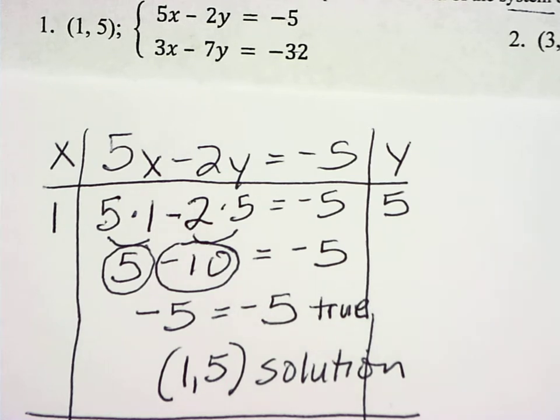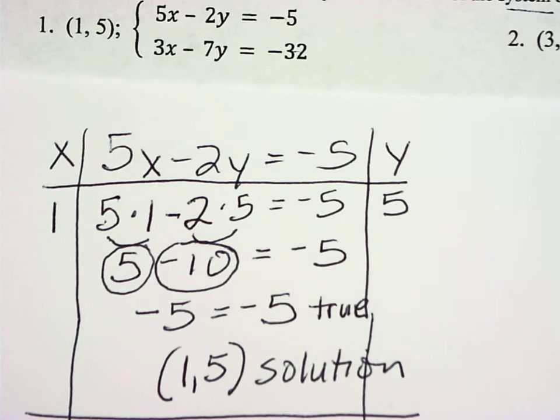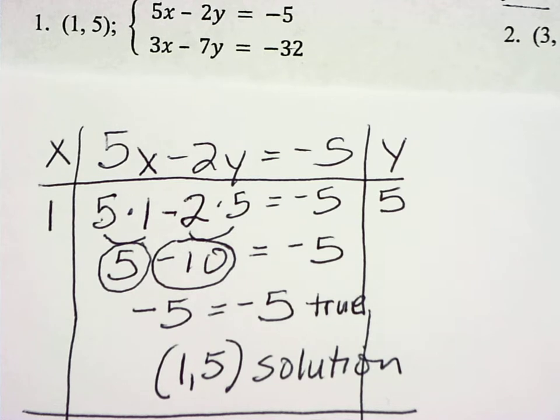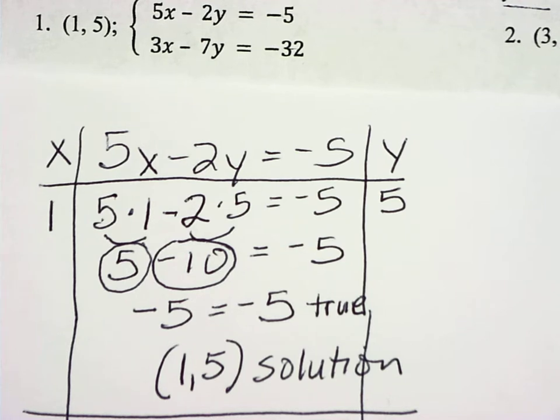I'm going to circle my terms, and it's easy to see I have a whole lot more negatives than I do positives. In fact, if 3 positives grabbed 3 of these negatives and married them, I'd have 32 negatives left over, going wah, wah, wah. But I noticed that this is a true statement. So 1, 5 is a solution of this equation.